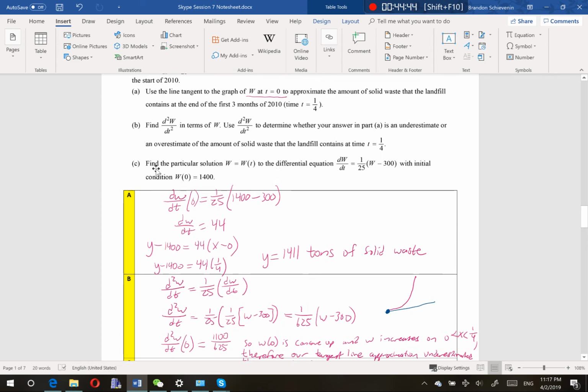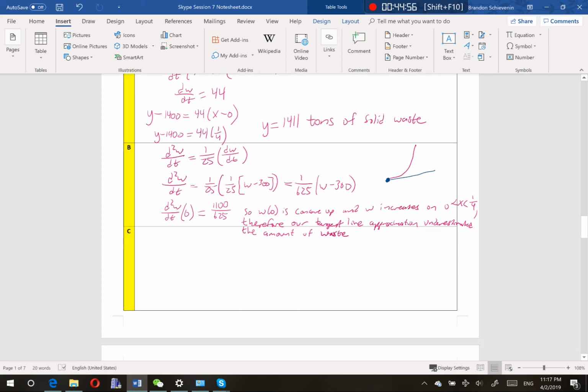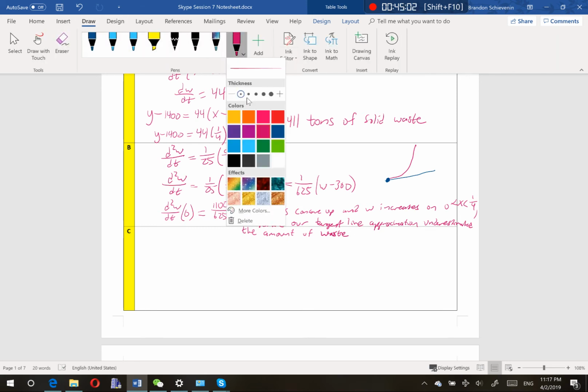Okay. Last part, part C. I want to find the particular solution to the differential equation that they gave us, dw over dt, with the initial condition w at 0 is 1400. I'm going to blow this up so we have a lot more room to work, and maybe change the color so I know this is a separate question. So we'll do this in blue.